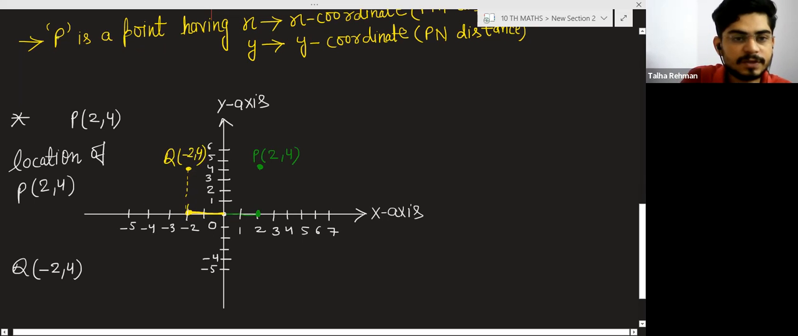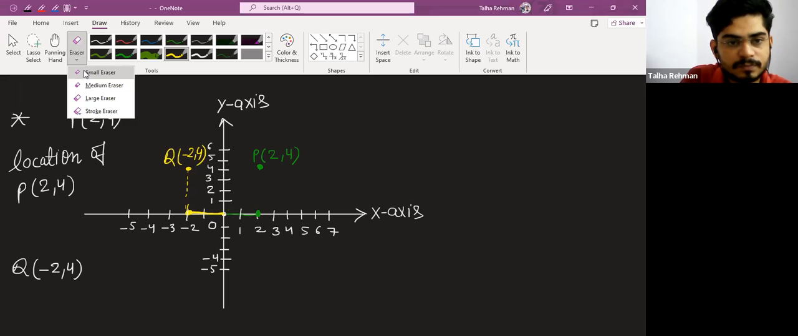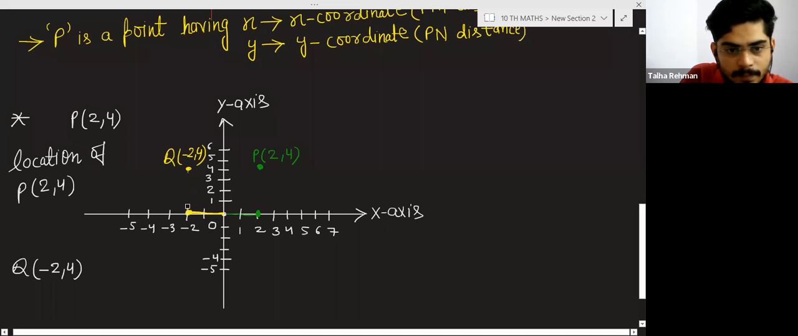So in this way you can locate any point. If someone is saying locate -5, -4, move -5 and now perpendicularly move -4, -4 in y coordinate in this direction. So -5, -4 will be in this.